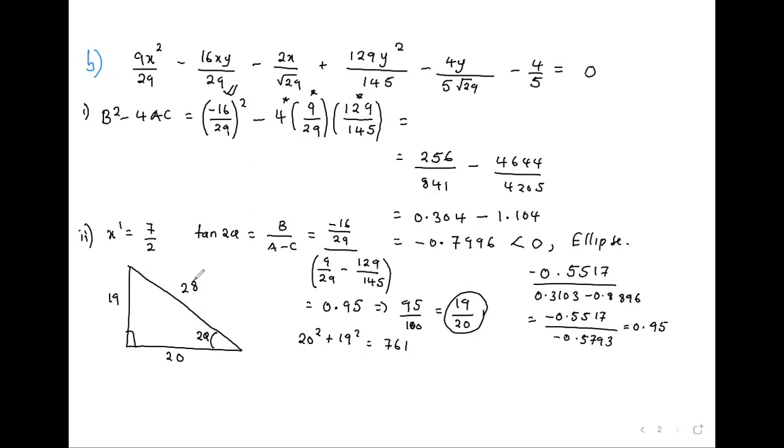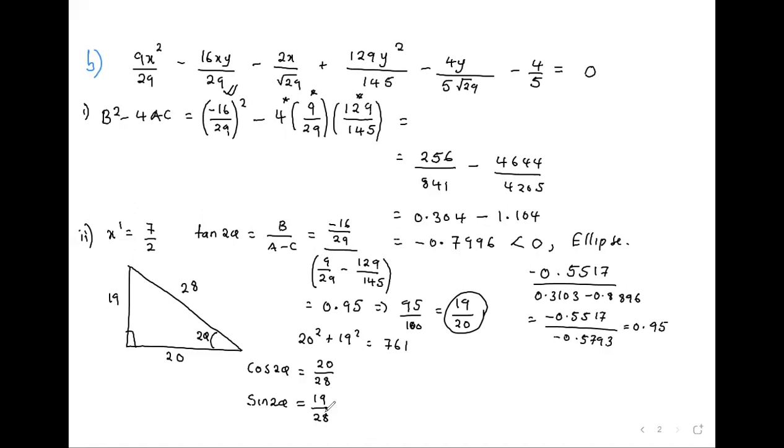So now you go to cos 2 theta. We know that cos is the adjacent over hypotenuse, so it will be 20 over 28. And then sine 2 theta, which is opposite over the hypotenuse. That's how we get these.